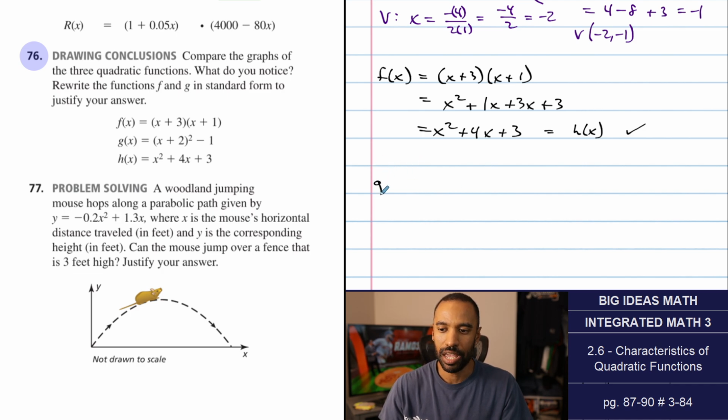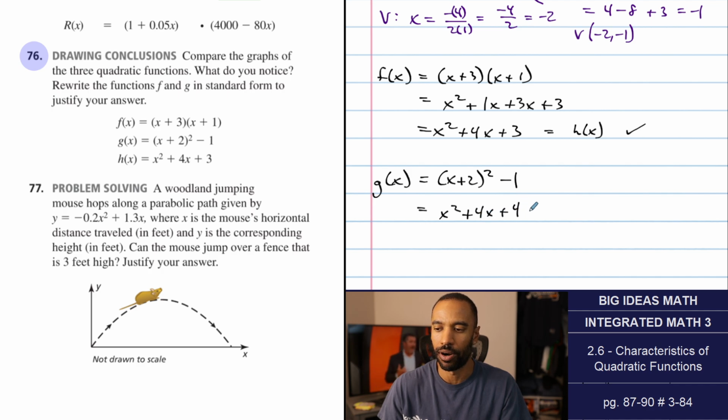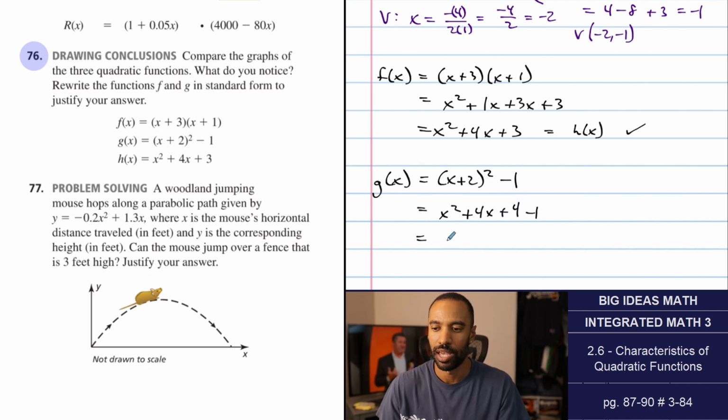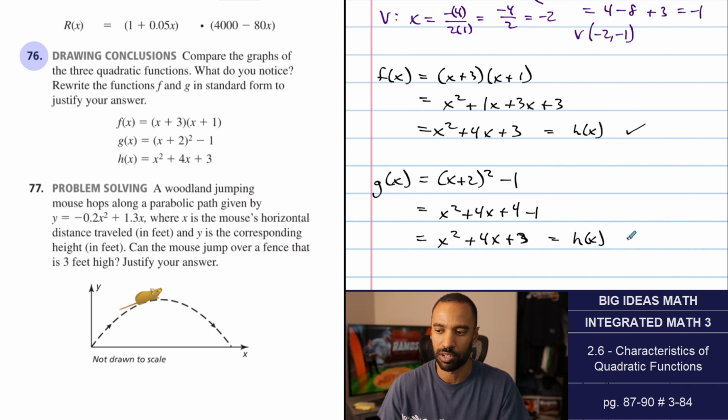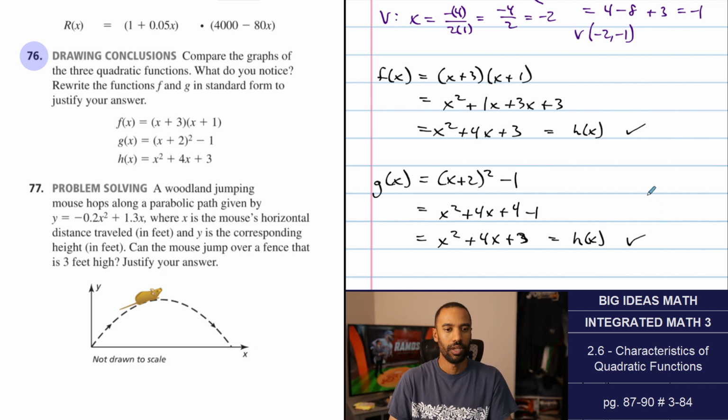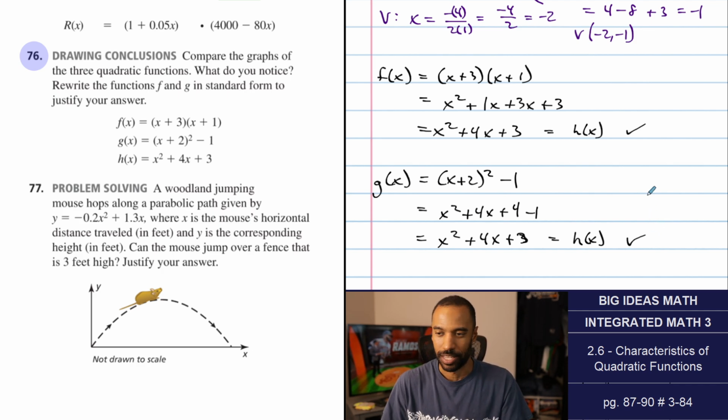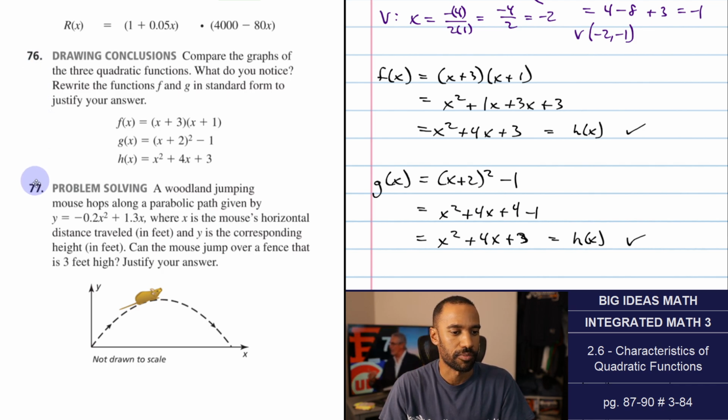Check. And then g of x is x plus 2 quantity squared minus 1, which this part expands out to x squared plus 4x plus 4. That's how a perfect square trinomial works. And 4 minus 1 is 3, so you get x squared plus 4x plus 3, which is once again the same thing as h of x. Check. That justifies it. They're all the same. Okay. Number 77. Problem solving.